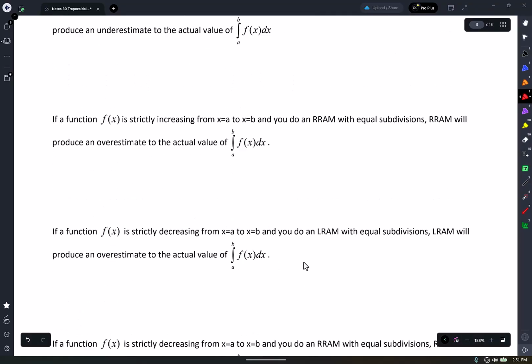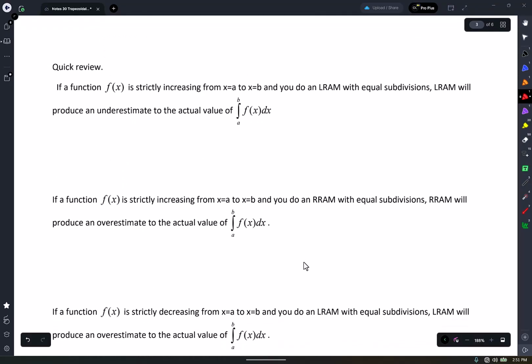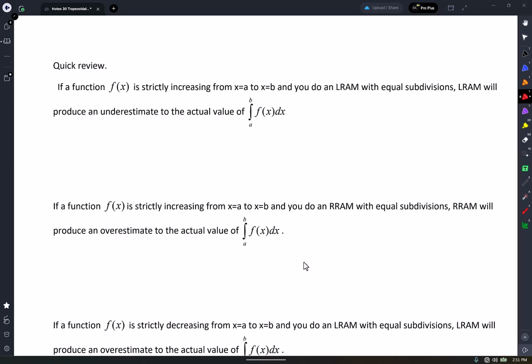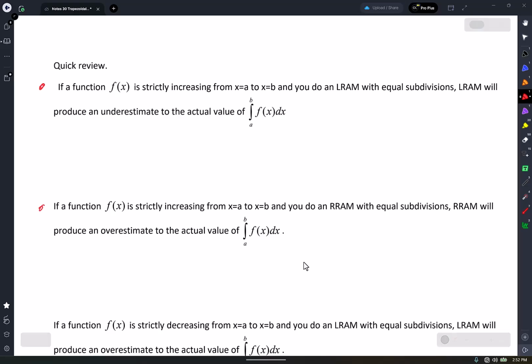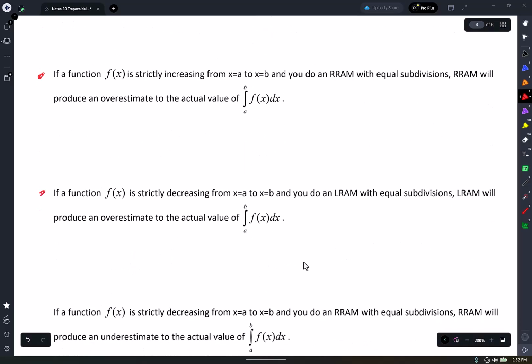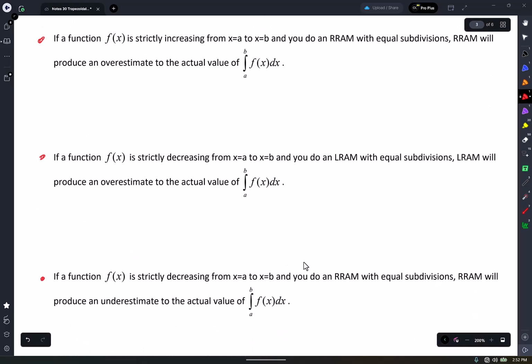Not much. Okay, so this is supposed to be like a quick review, and then LRAM, MRAM, and RRAM do not care about concavity. They care about whether the function is increasing or decreasing for determining overestimate and underestimate. Trapezoid does not care about increasing or decreasing. It cares about concavity. And we're going to see right now. So I guess put a bullet on all these. These are all different scenarios, and we'll put both scenarios in here.